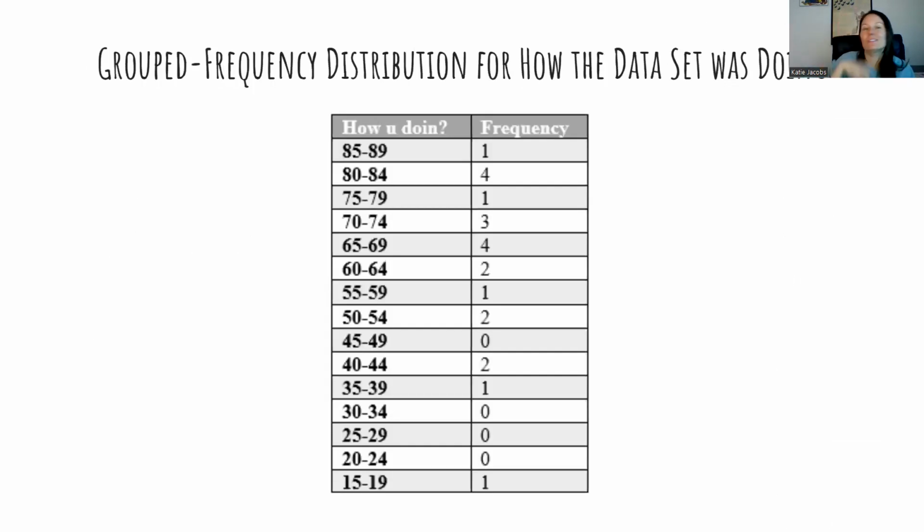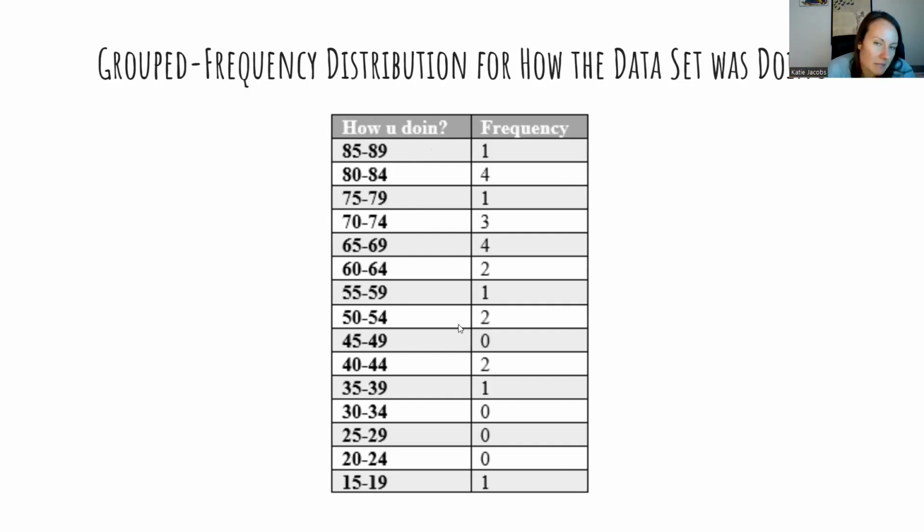We see here, we have how you doing, right? I was being cute. That's our variable. We see the class intervals. I told you, when we see it, it might be a little bit easier to understand. So 85 to 89 is a class interval, 80 to 84 is a class interval, 75 to 79 is a class interval, 70 to 74 is a class interval, and so forth. So we have the different class intervals, and we want to make sure we have 10 to 20 of these. So let's count those. 1, 2, 3, 4, 5, 6, 7, 8, 9, 10, 11, 12, 13, 14, 15. Yes, so we have 10 to 20.